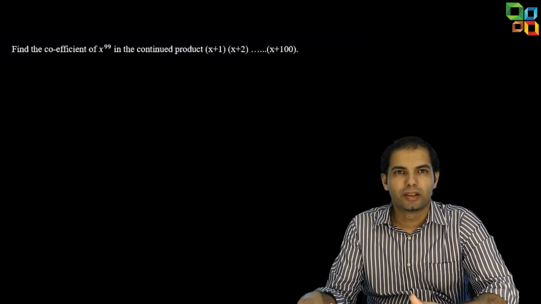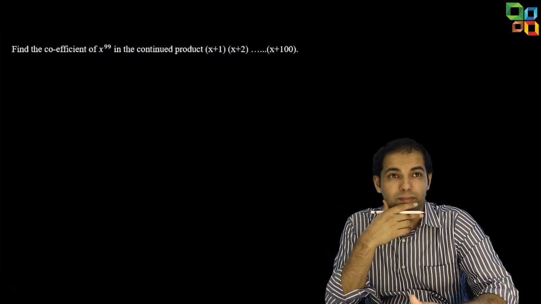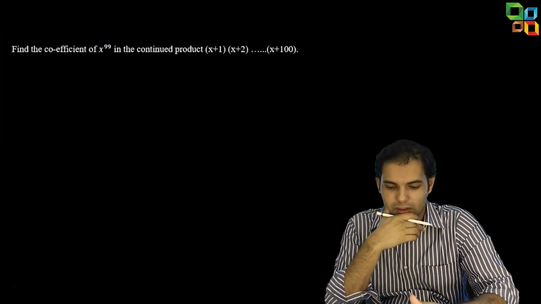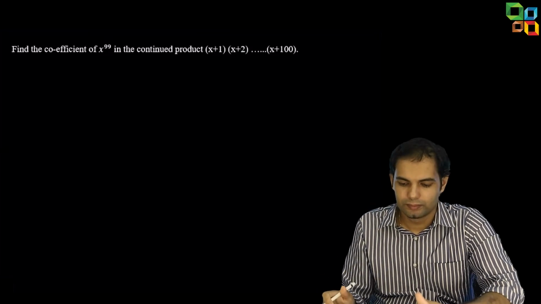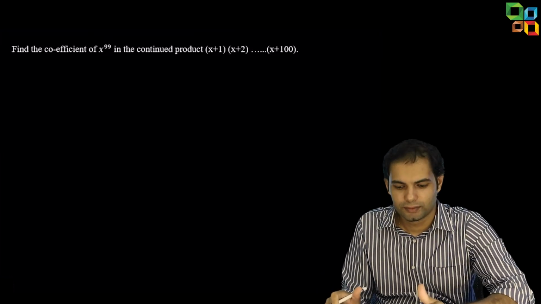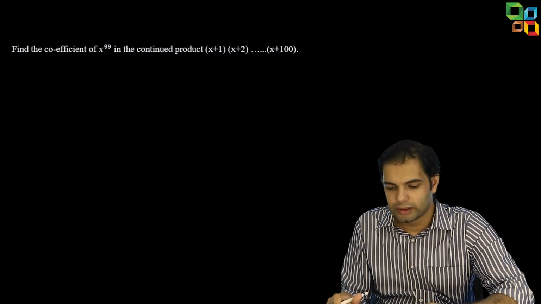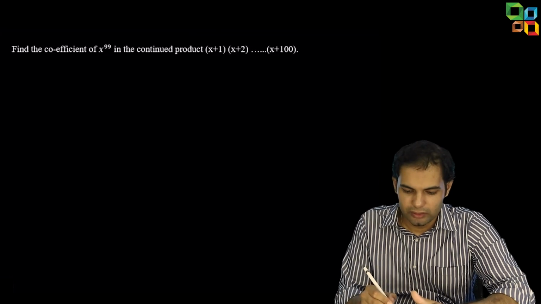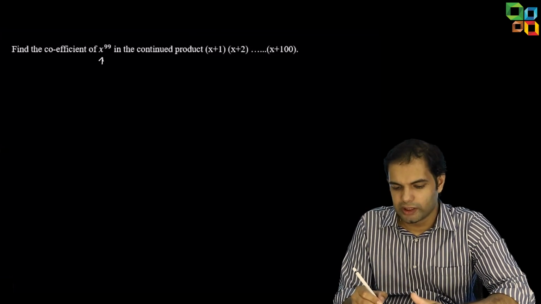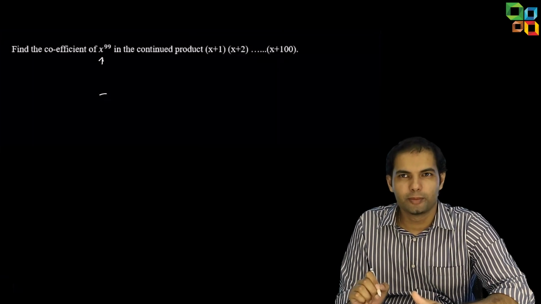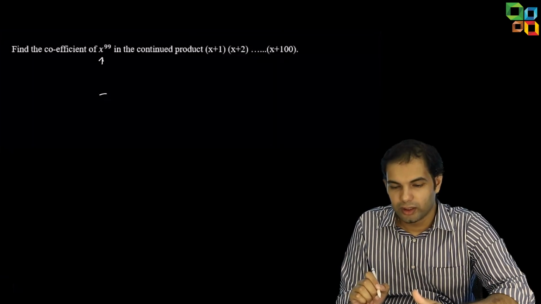Yes, Ganesh, can you? Sir, what I did is the coefficient of x power 99 is actually the negative of the sum of the roots of the product. Oh, is it? Okay. So you're saying the coefficient of x power 99 is the negative of the sum of the roots of the product. Okay. How do we know this?